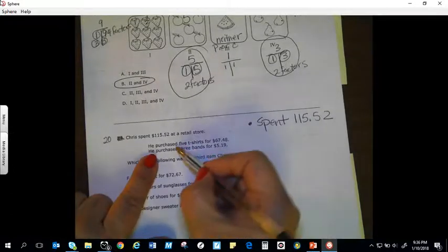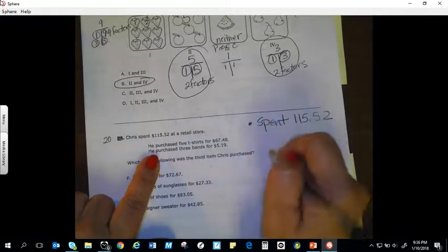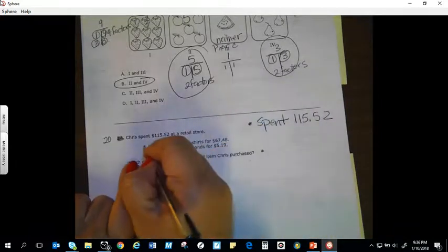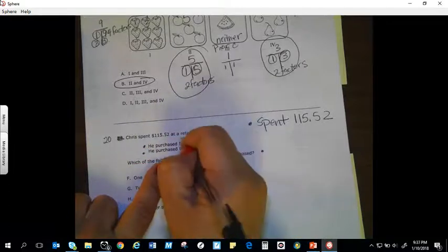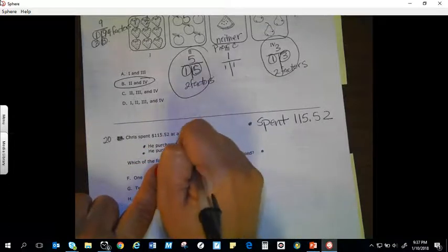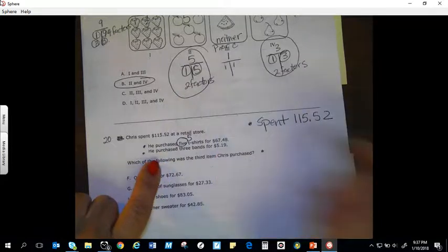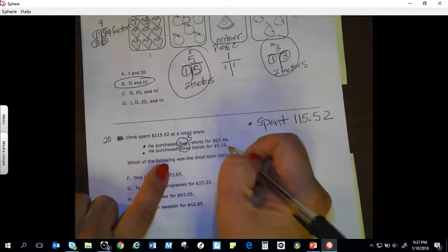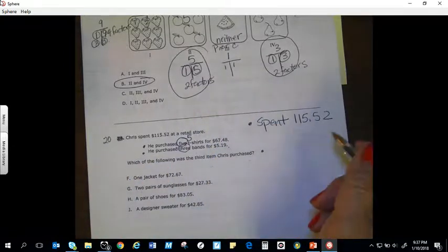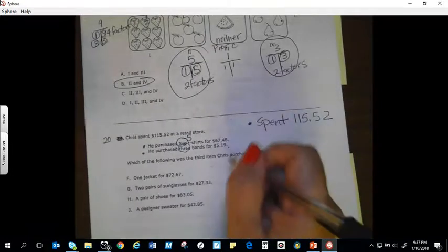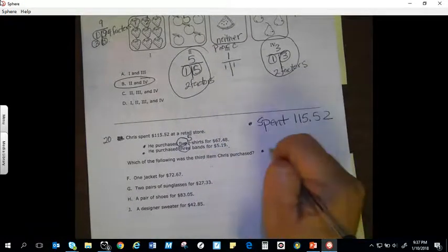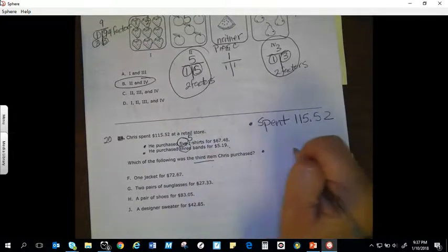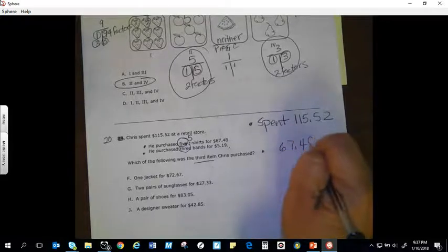Now, he purchased 5 T-shirts. So I can just bullet this here. Purchase 5 T-shirts. I'm going to write out that number 5 for $67.48. And then he purchased 3 bands for $5.19. Now, it doesn't say each. Let's get that straight. So I'm going to add up, which of the following is the third item that he could have purchased. So here I have $67.48 plus $5.19.